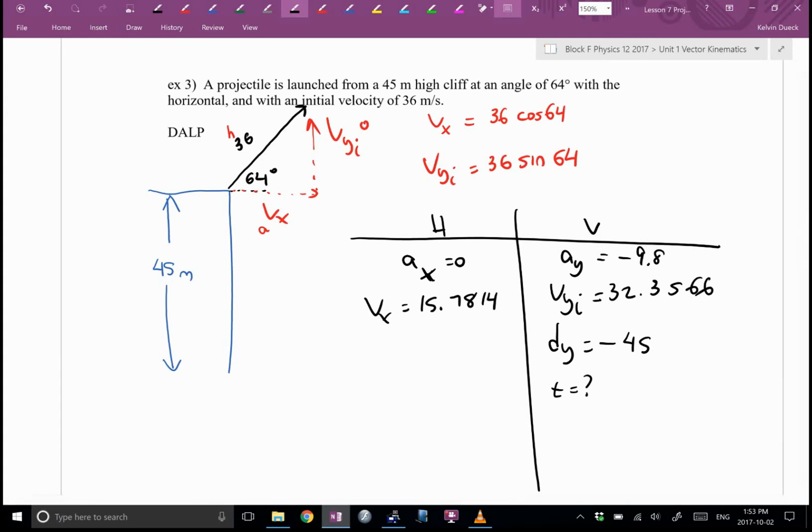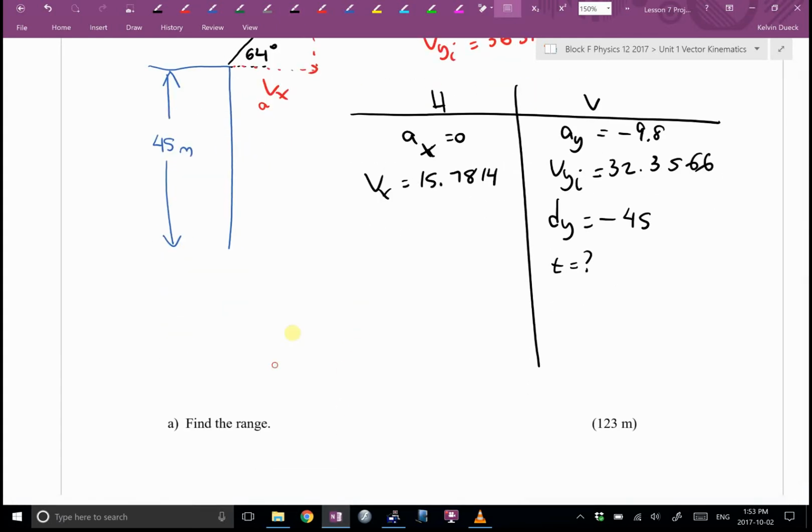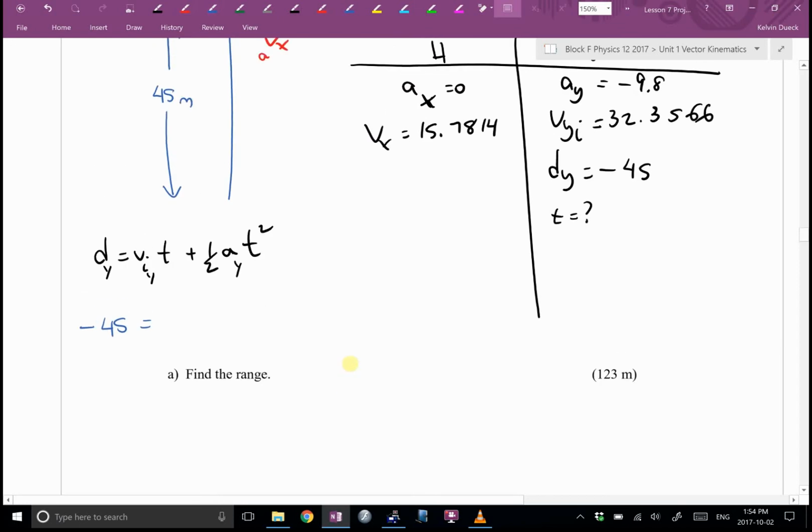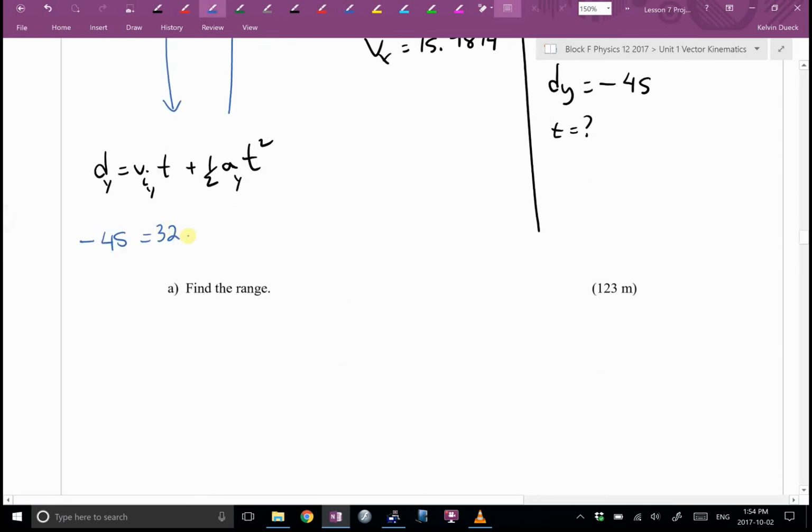Hey, which equation can I use here? Yeah, it's going to be d equals Vi t plus a half a t squared, and I'll just make sure I put vertical, vertical, and vertical in. And this is going to be, Kieran, where we run into a bit of a headache, because in this one, since no values are zeros, we're going to get a full-blown quadratic. We'll get negative 45 equals 32.3566 t minus 4.9 t squared.